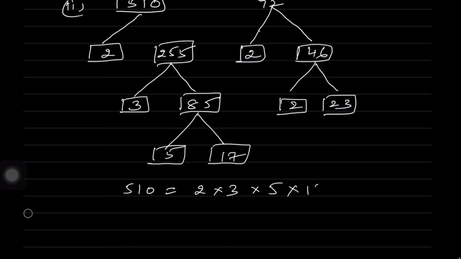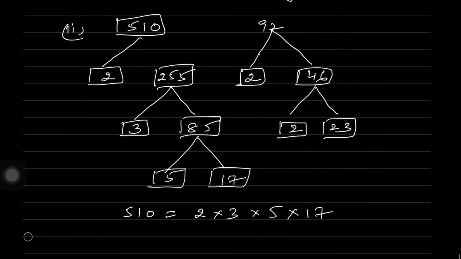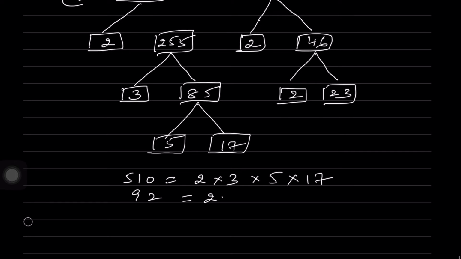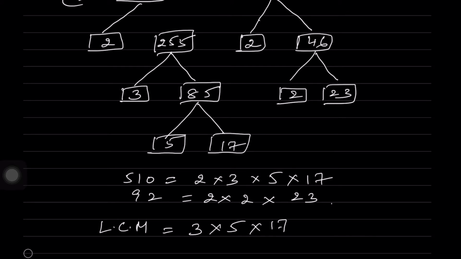So 510 is equal to 2 into 3 into 5 into 17, and 92 is equal to 2 into 2 into 23. Now the common factor in both is the HCF, and the highest powers from both are taken for the LCM. So the LCM will be 2 into 2 into 3 into 5 into 17 into 23, which is 2 square into 3 into 5 into 17 into 23.